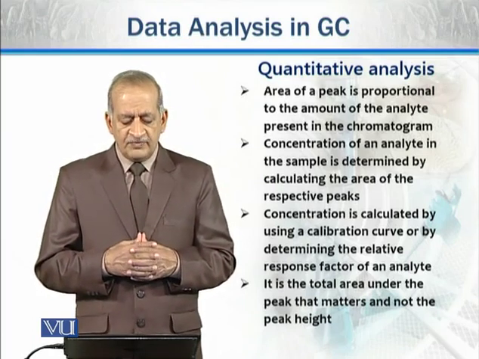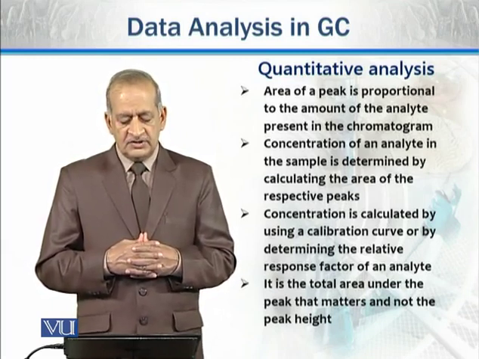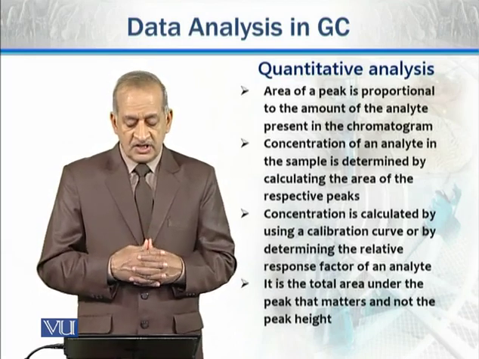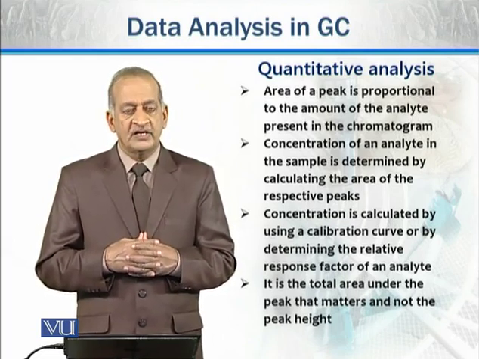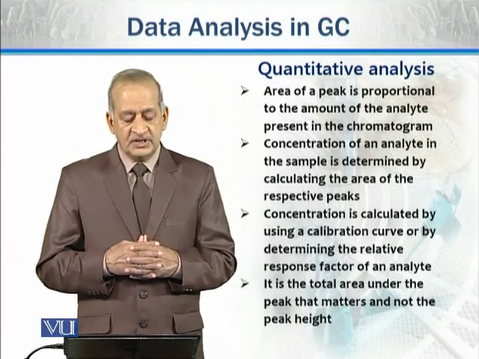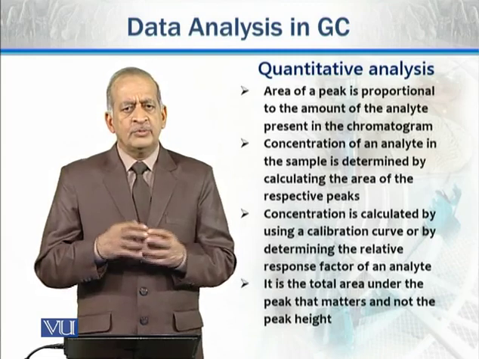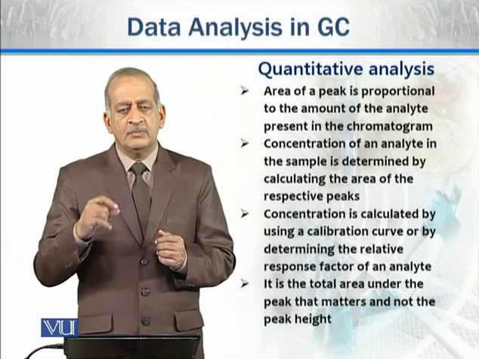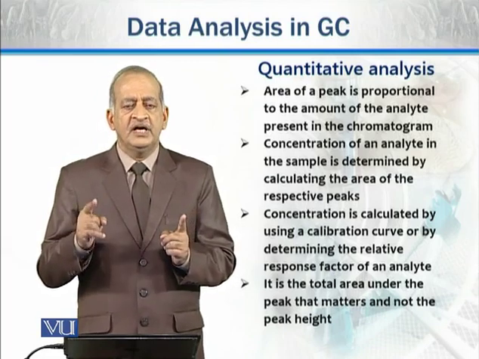Concentration of the analyte in the sample is determined by calculating the area of the respective peaks, using a calibration curve or by determining the relative response factor of an analyte. It is the total area under the peak that is important and not the peak height. So in a chromatogram, the height of the peak is not important, but the area of the peak, its total width, that is important.